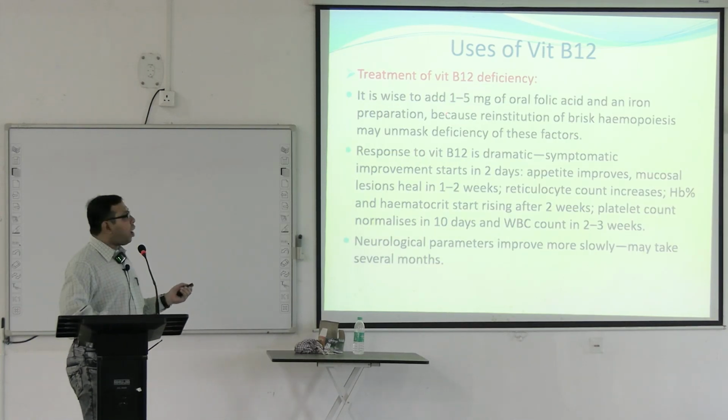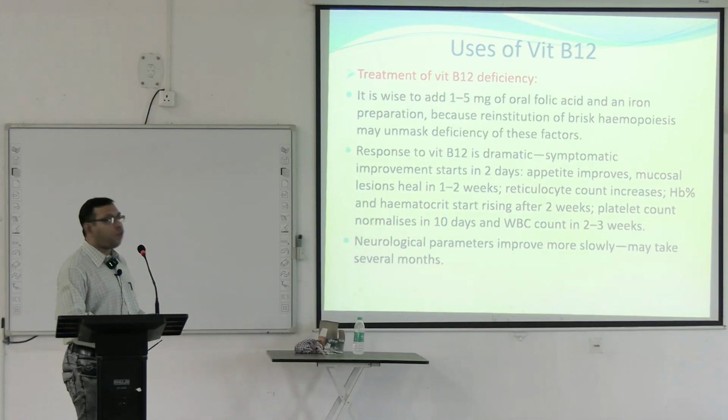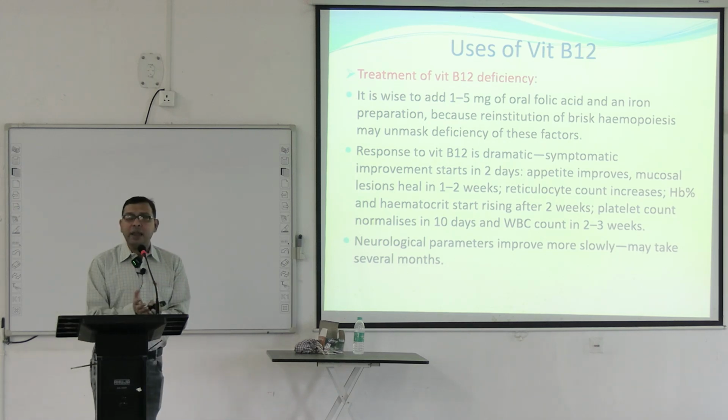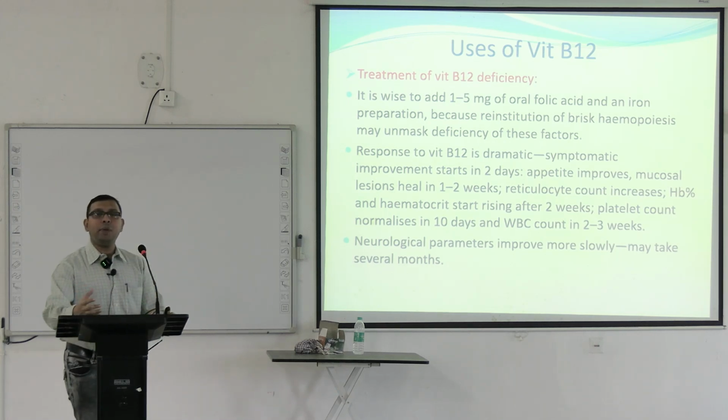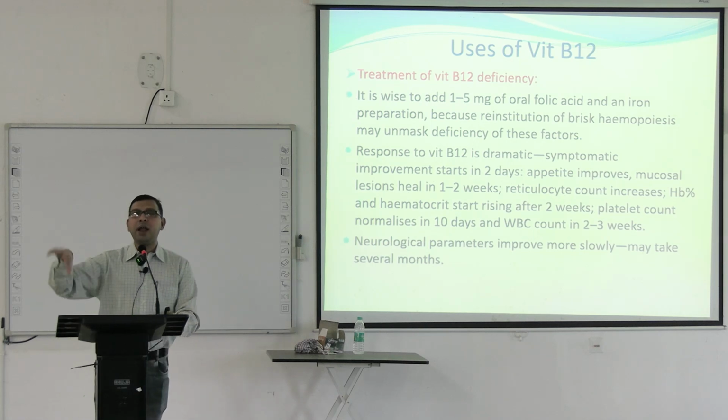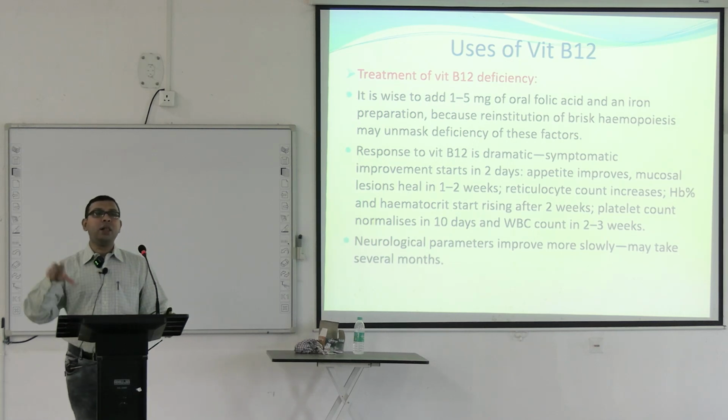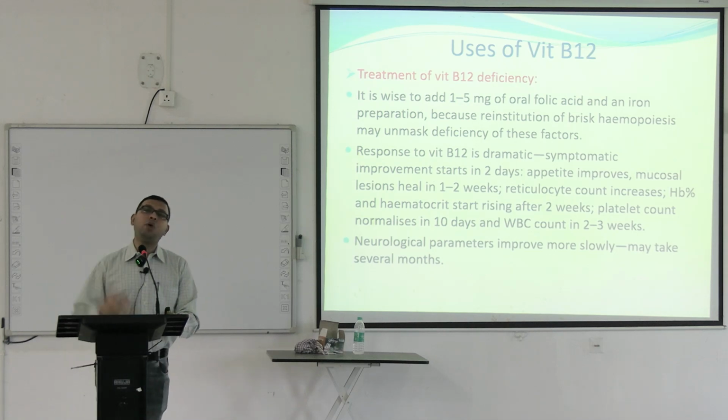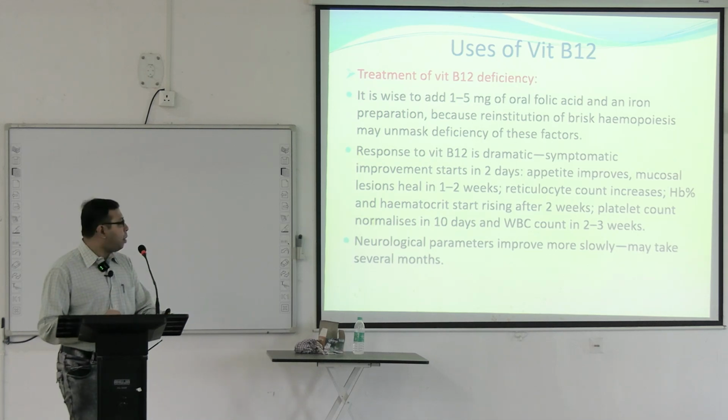So it is always wise to add 1 to 5 milligram of the oral folic acid or an iron preparation, because reinstitution of the brisk hematopoiesis may unmask deficiency of this factor, because all these are interlinked. So when we are giving the vitamin B12, there will be rapid erythropoiesis, so we need the iron. So different enzymatic cycles will continue. So if there is some folic acid deficiency, that will become more unmasked. So folic acid has to be supplemented.